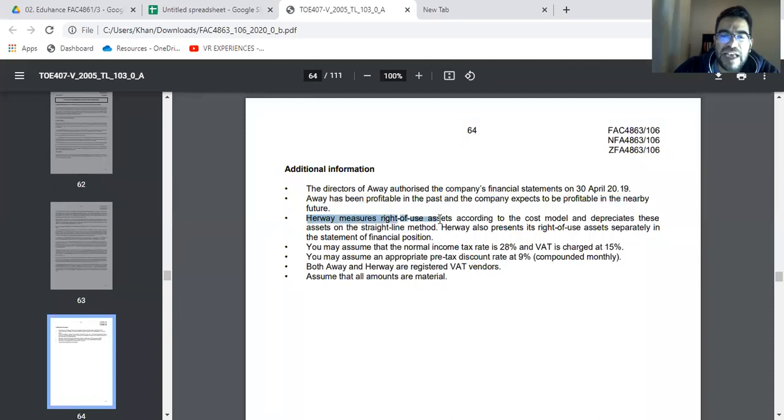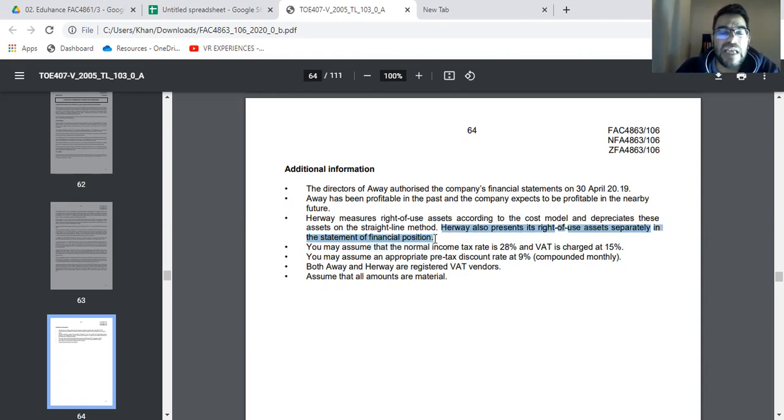Herway measures the right of use asset according to the cost model and depreciates these assets on the straight line method. Herway also presents its right of use assets separately in the statement of financial position. So remember, when you have a right of use asset, there's subsequent measurement and you have to apply depreciation. But before you apply depreciation, you need to first understand how they measure the right of use asset. Do they use the cost model or some other measurement model? In most cases, when we're dealing with a cost model, you can depreciate normally like with PPE. Then they're telling you here, Herway presents the right of use assets separately in the statement of financial position. Why are they telling you that?